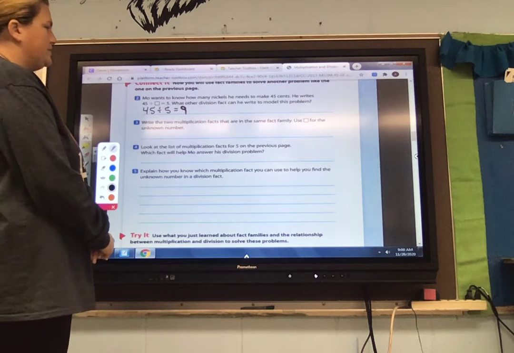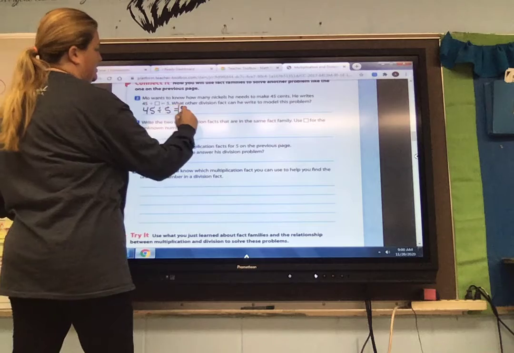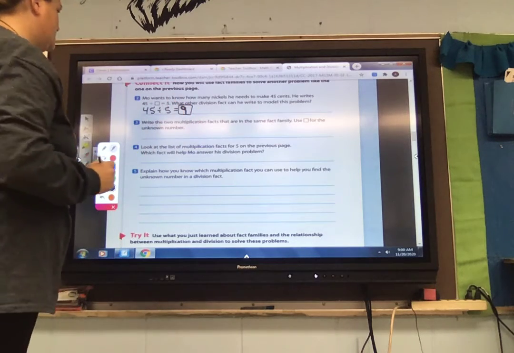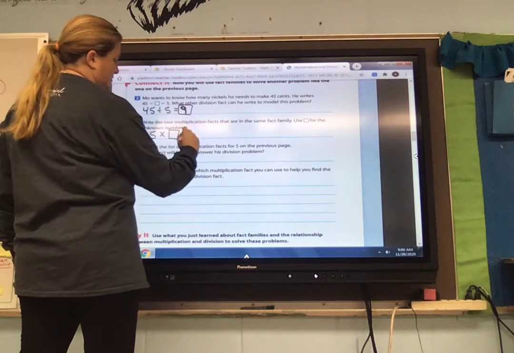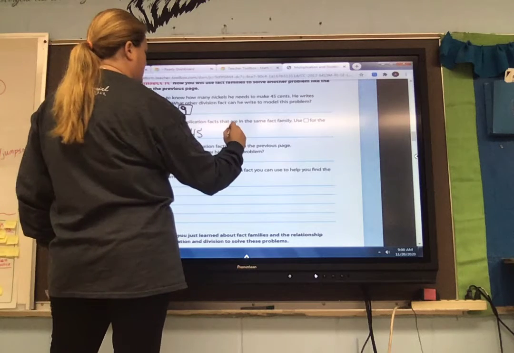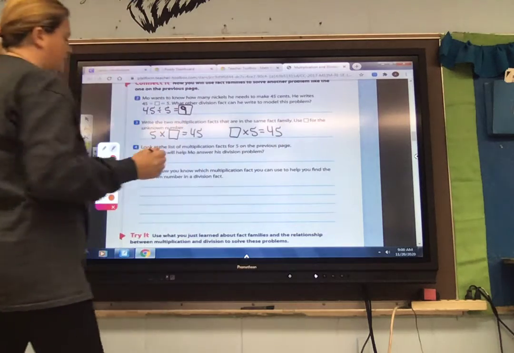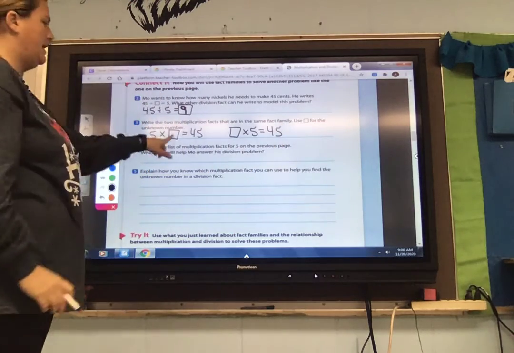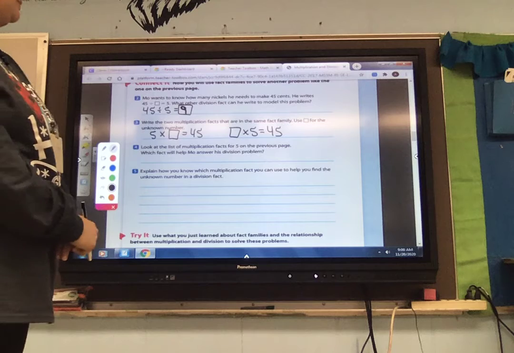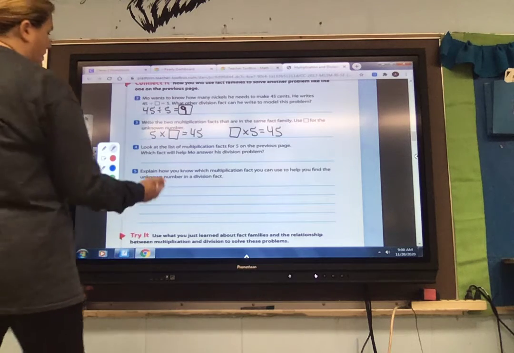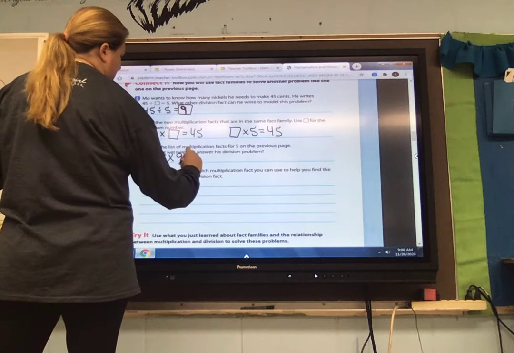Number 3, write the 2 multiplication facts that are in the same fact family. All right, and they want us to use a box for the 9. So let me put that 9 in a box so we remember that's the one that's boxed. So multiplication, we could say 5 times the box, which we know is 9, is 45. Or we could say the box times 5 is 45, right? We already know that the answer is 9 there. I'm okay if you want to put the 9 inside the box. Look at your list of multiplication facts for 5 on the previous page. Which fact? Of course, the fact that helps us is 5 times 9 is 45.